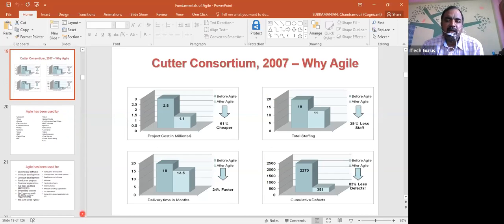Same thing. So please understand another survey, called the Cutter Consortium Survey. Even they did it in 2017 also. There was no change in that number. Almost the same. Project cost also reduced. The Cutter Consortium survey says that this becomes 61% cheaper, 24% faster in delivery, 39% less staff, and 83% fewer defects. These are all the advantages of Agile as per the Cutter Consortium survey that happened in the year 2007. So with Agile, we are getting a lot of benefit.